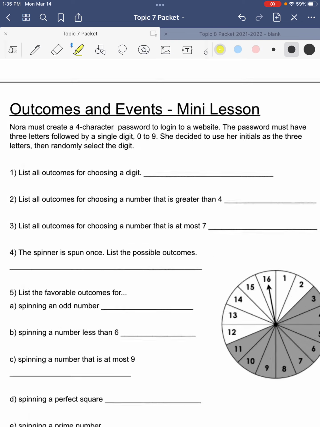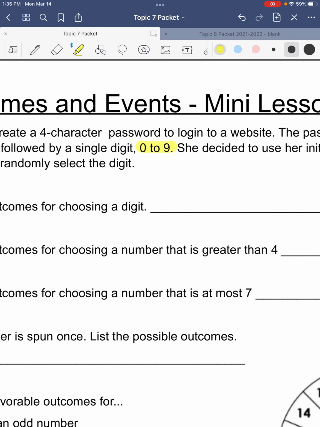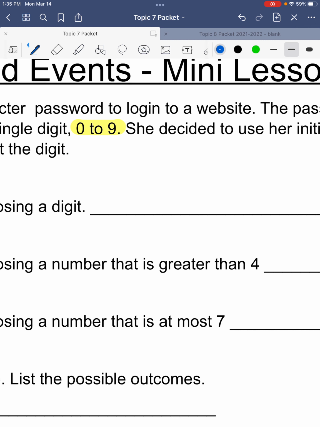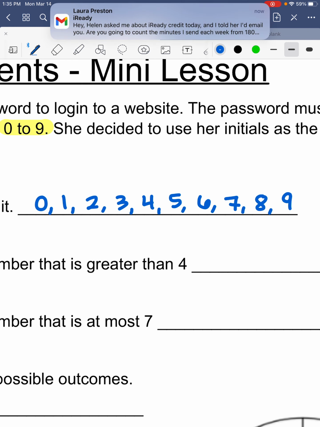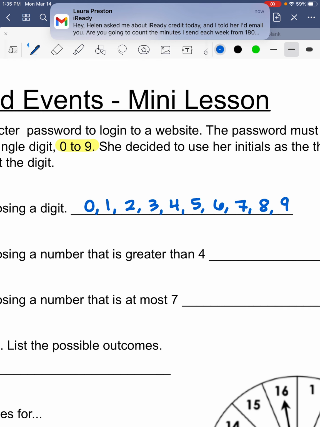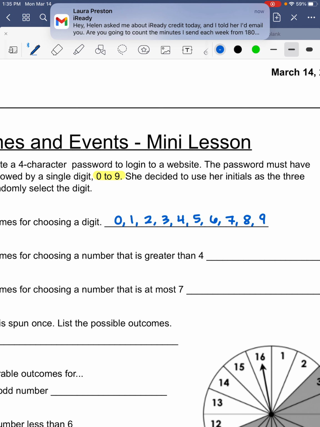So it tells us in here that it's going to be from 0 to 9. So we're going to list all of those numbers in order. So 0, 1, 2, 3, 4, 5, 6, 7, 8, and 9. Those are all of the possible outcomes for choosing a digit.